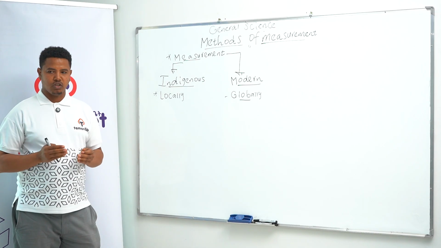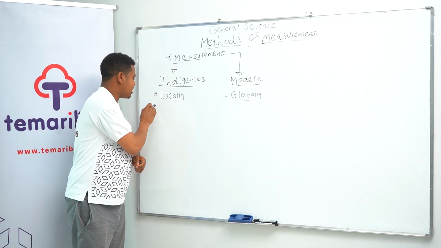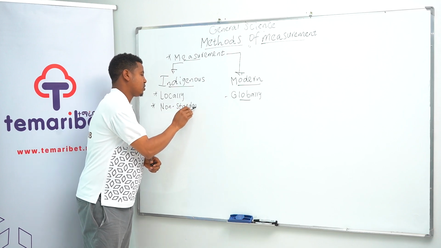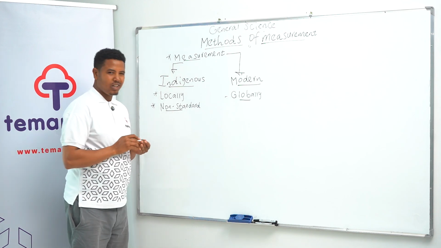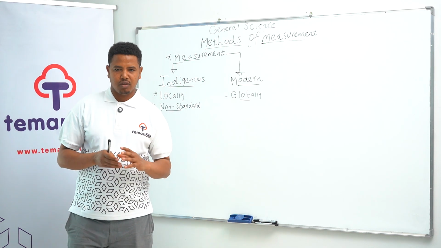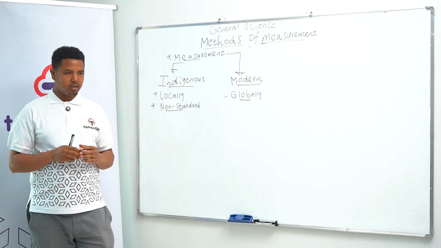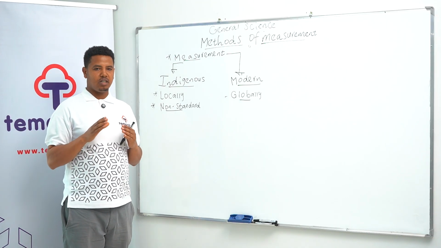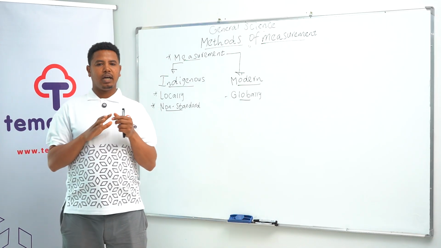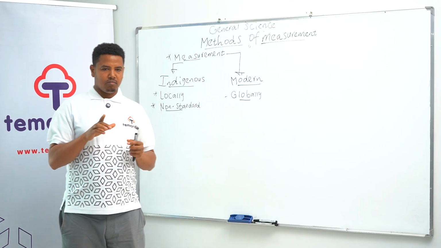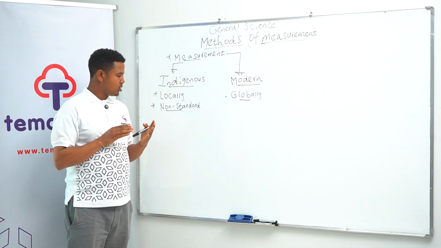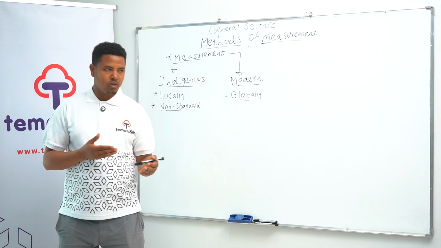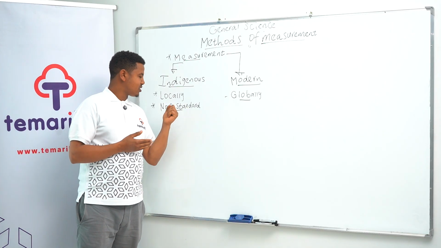The indigenous method is just non-standard, which means the value is not similar all over the world. For example, a handspan means the distance between my thumb and the tip of my finger. So my handspan may not be similar with others. So it is not standard.